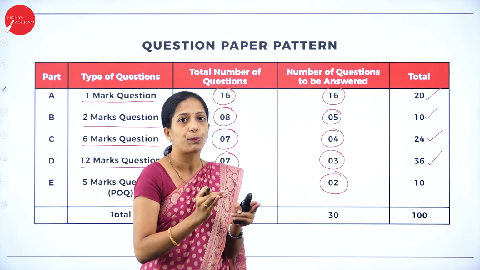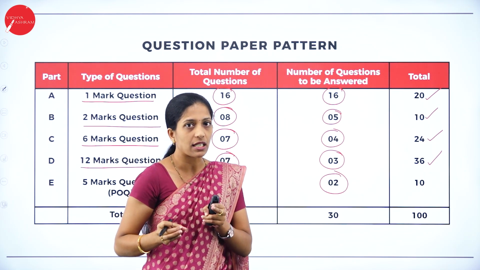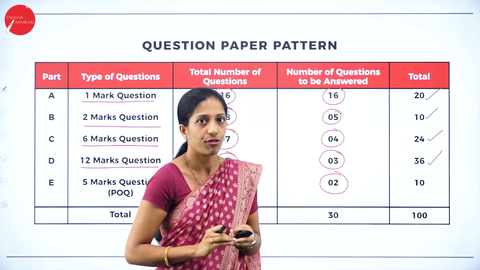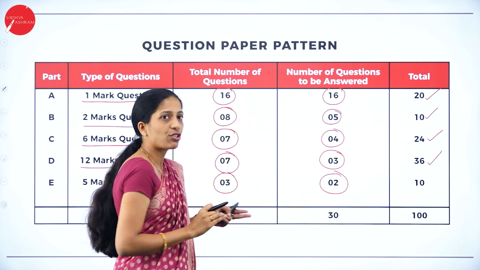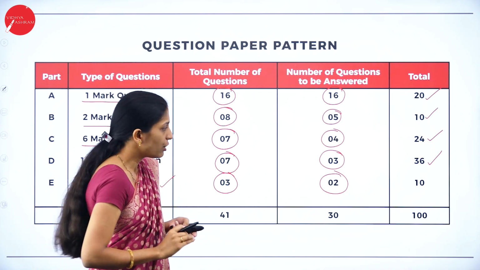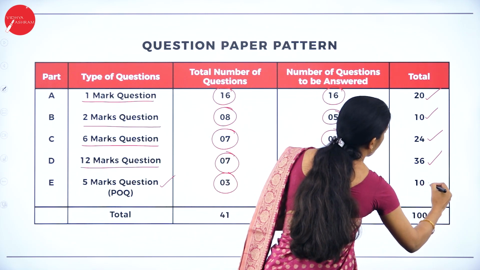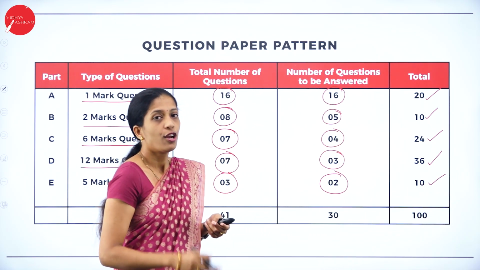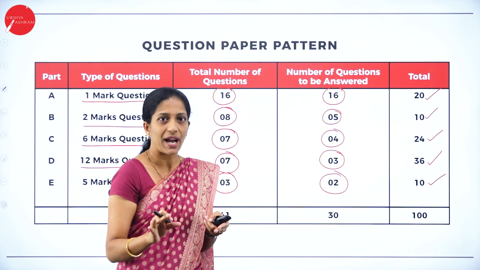So if you know the account properly, you just have to put the particulars and put your imaginary figures. There are 3 questions out of which you have to answer only 2, and the total weightage of this part is 10 marks. So hope you are clear with your question paper pattern.